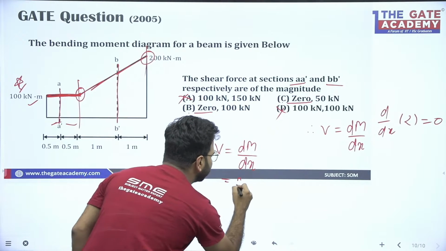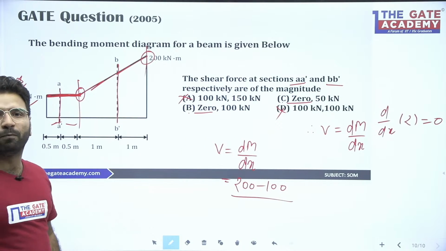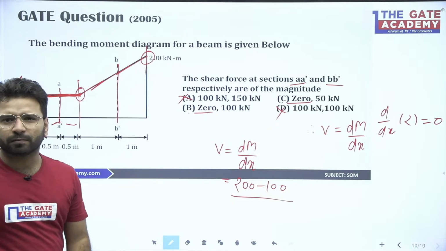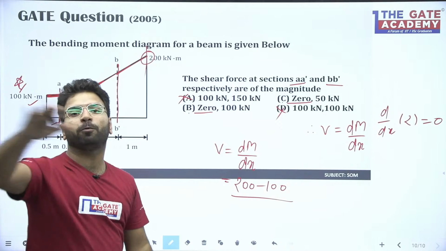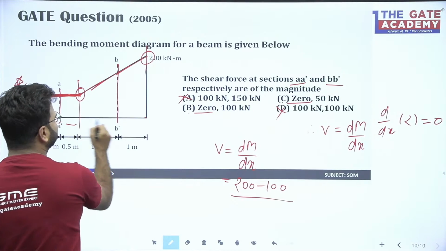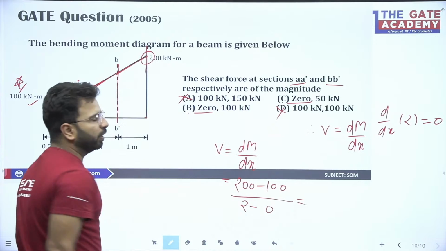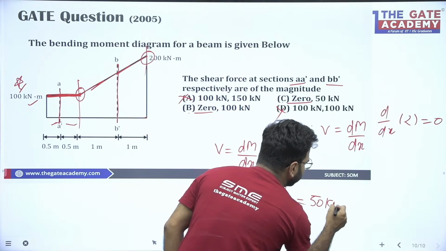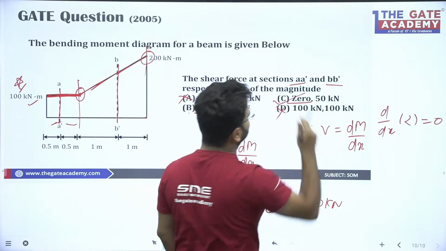So I can say here 200 minus 100, because dM means M2 minus M1. You can apply this equation anywhere between two sections, because shear force is going to be constant here. So M2 minus M1 upon the distance between them, which is 2 minus 0. 200 minus 100, that is 100 by 2, it will be 50 kilonewton. So what will be the answer? Option C is correct, beta.